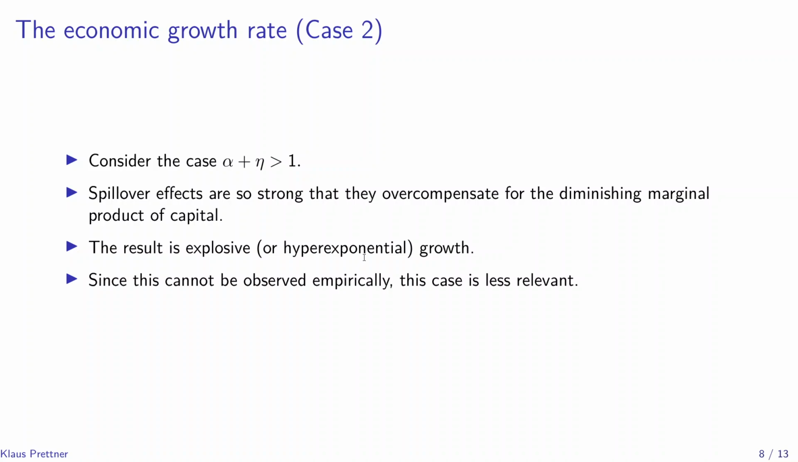So you get an increase in output, and this increase in output leads to even more saving, and the more saving leads to an even disproportional increase in output, and so on and so forth. So the growth rate would increase over time, so the growth rate would be hyper-exponential and explode. And this cannot be observed empirically, so this case is less relevant from a practical perspective.